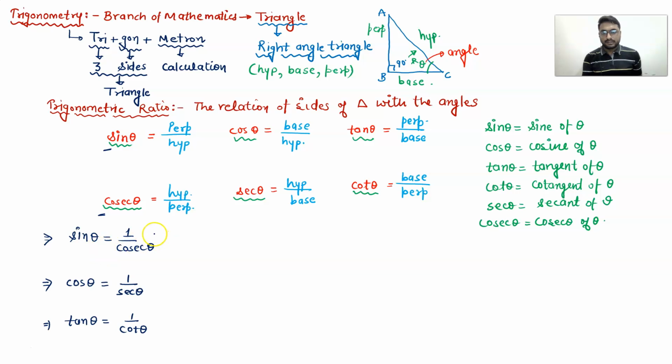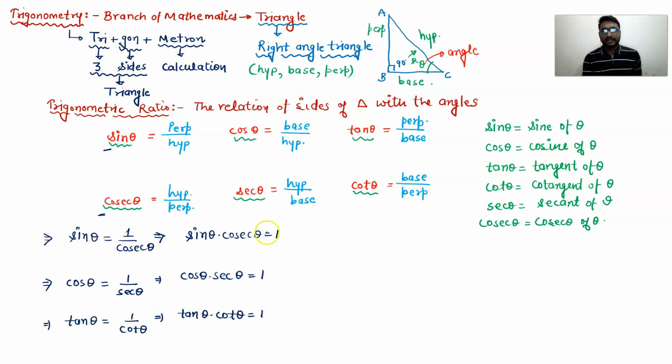If this is true, then we can also write the formula sine theta into cosec theta equals 1. Similarly, cos theta into sec theta is equal to 1, and tan theta into cot theta equals 1.